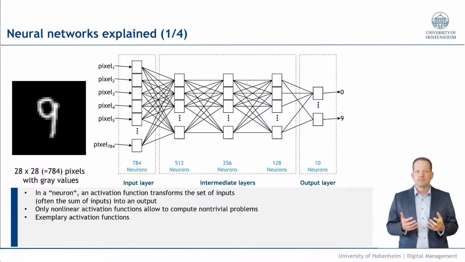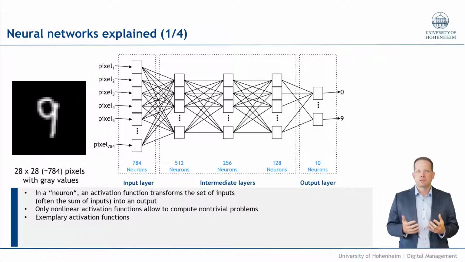And now in such a neuron, and I put it in parentheses here because I said it's an artificial neuron, it's no real biological neuron, well, it has an activation function which transforms a set of inputs to an output. And typically the set of inputs is the sum of inputs.